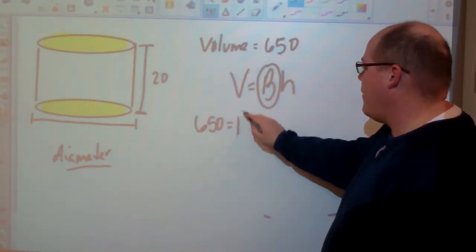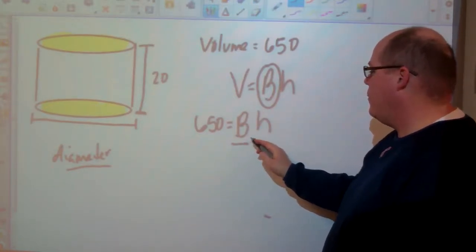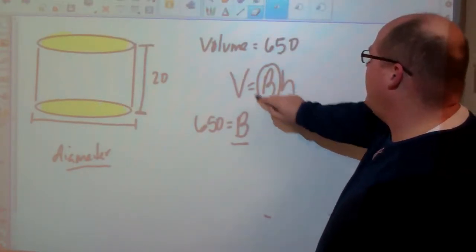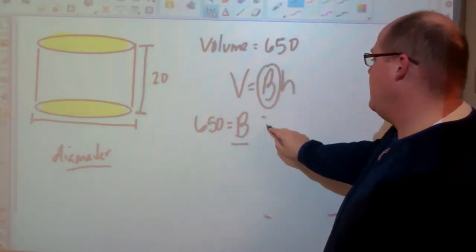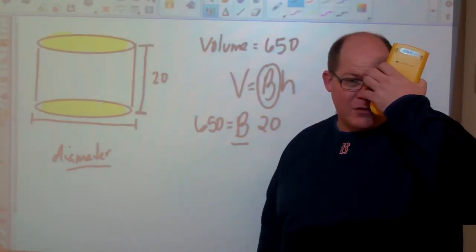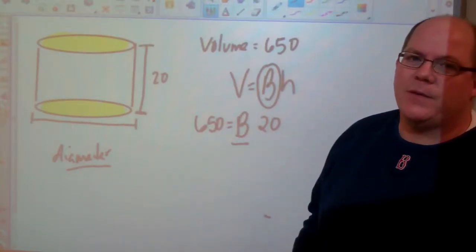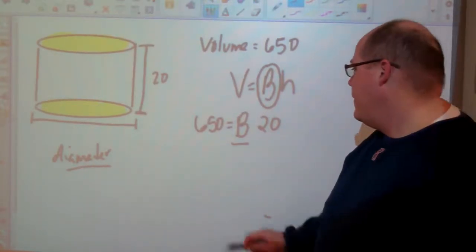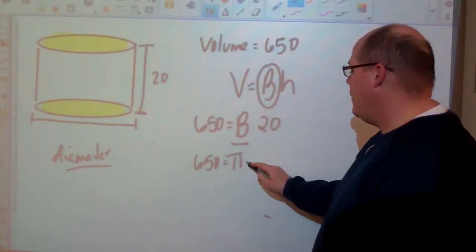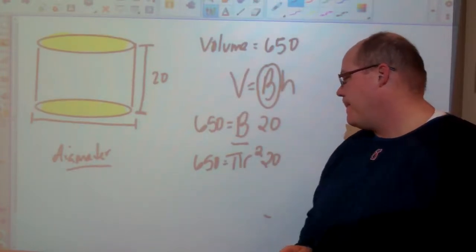H. So the area of the base, H. Well, let's think. H here, sorry, I do know the height is 20. What aspects of the area of the base do I know? Pi r squared. I don't know the radius, but I can work with pi. So 650 equals pi r squared times 20.